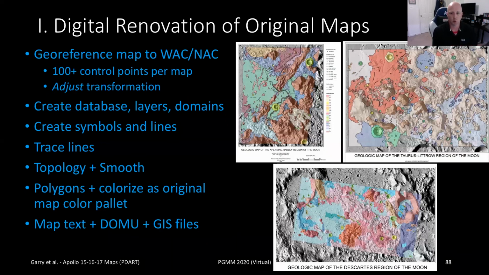With task 1, last year we presented that we updated the regional maps for Apollo 15, 16, and 17 that you see on the right there. Now we've been working on the more local landing site maps. This includes georeferencing the old maps to a new base map, the WAC or NAC images, creating the symbols and lines, tracing the geologic context and the linear features, making the polygons, and also colorizing the map to represent the original color of the original map, and then providing the map text and DOMU.